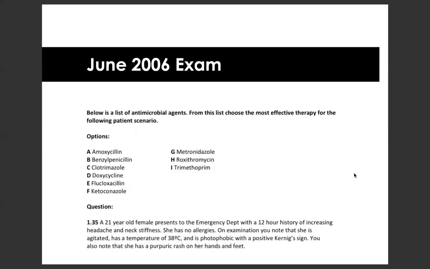So next question. A 21-year-old female presents to ED with a 12-hour history of increasing headache and neck stiffness. She has no allergies. On examination, she's agitated, she's febrile at 38 degrees, she's photophobic with a positive Kernig sign. You also note a purpuric rash on her hands and feet. So first we think, what's the diagnosis? And secondly, what do I treat it with?